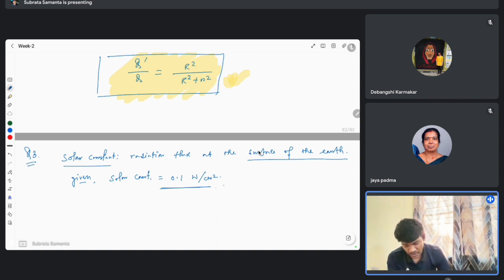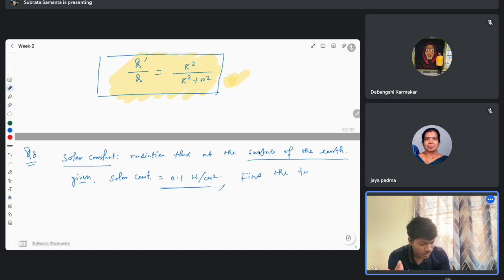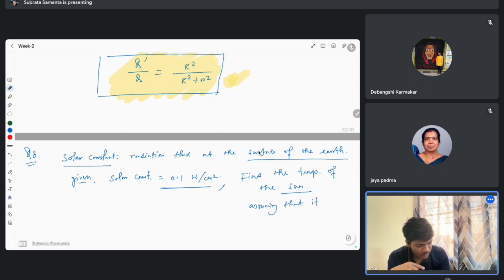And find the temperature of the sun, assuming that it is a perfect black body. So once we are given the solar constant, we calculate the temperature of the sun, assuming that the sun is a black body.